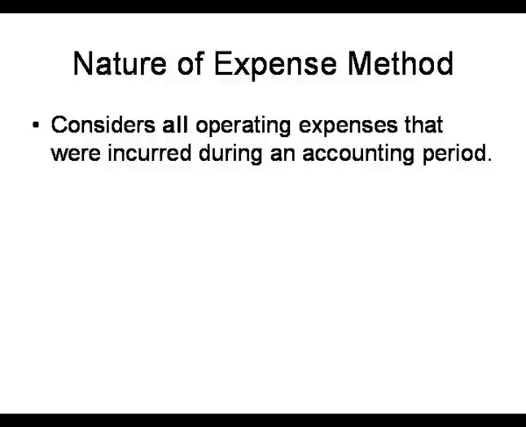The nature of expense method lists all the operating expenses that were incurred during a business year. It doesn't matter whether the goods or services that we produced through those operating expenses were sold or not. We list all the operating expenses that took place. Let's look at a little example to demonstrate this.